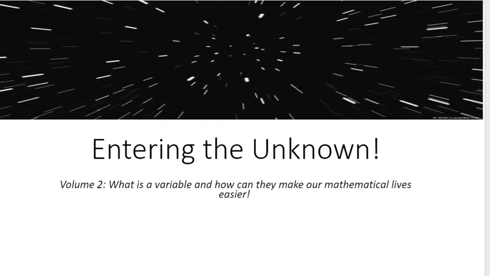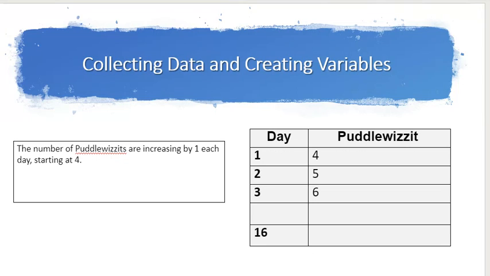In our last video, we were introduced to t-tables and how effective they were at tracking and organizing data. We also learned that the number of Puddlewizzits, a make-believe but interesting animal, were increasing by 1 each day, but the number of Snopes were decreasing by 4. The real question we asked, though, was there not an easier way to record mathematical expressions instead of using long sentences and, frankly, difficult to spell creature names?